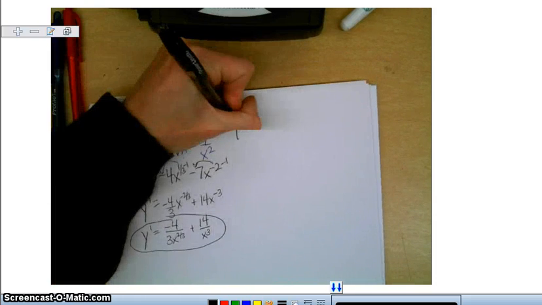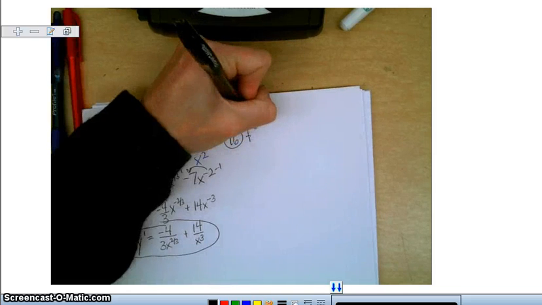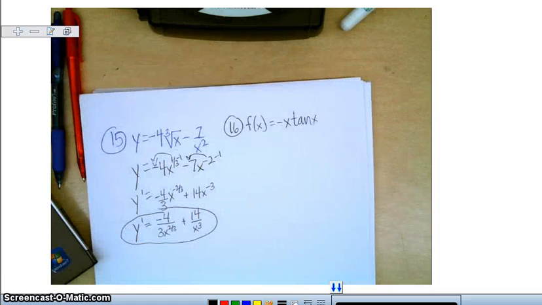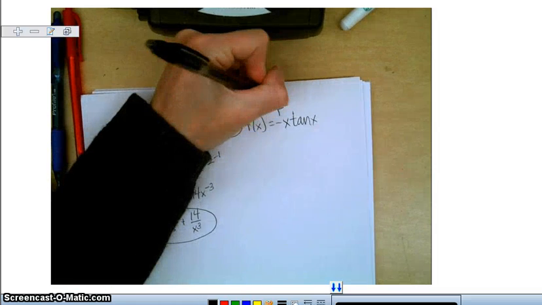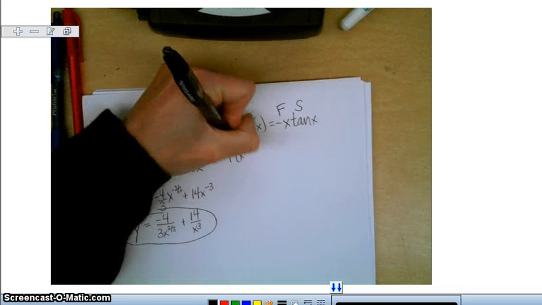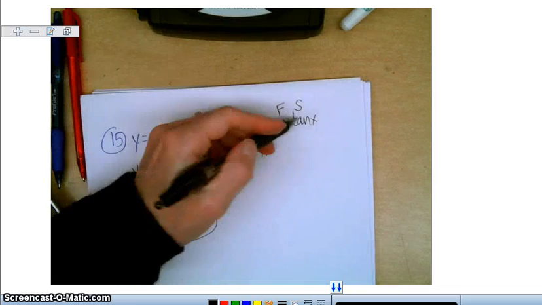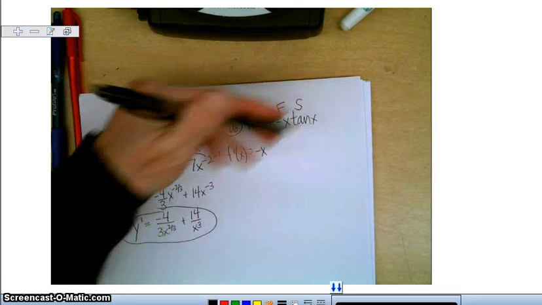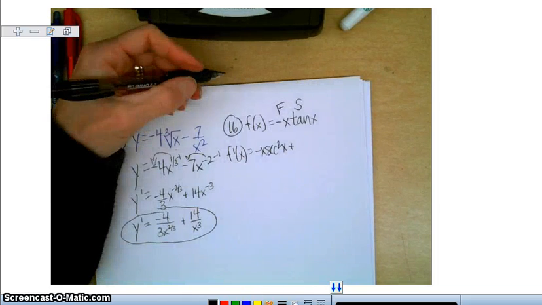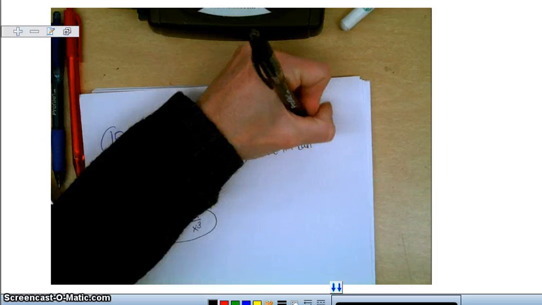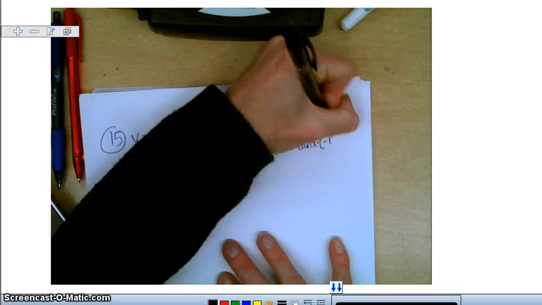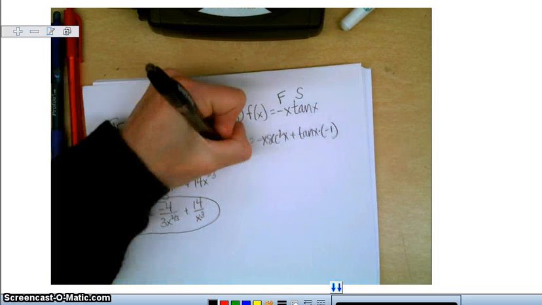All right, now let's take a look at number 16. Number 16, f of x equals negative x times the tangent of x. This is another product rule problem where negative x is the first and tangent is the second. So the derivative: the first, which is negative x, times the derivative of tangent x, which is secant squared x, and then plus the second, which is tangent x, times the derivative of the first, and the derivative of negative x is negative 1.